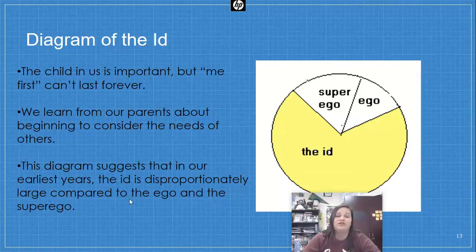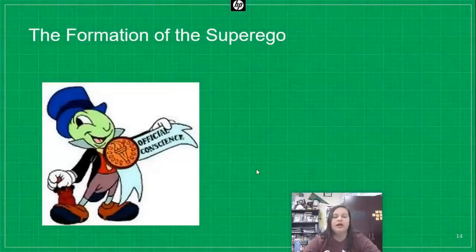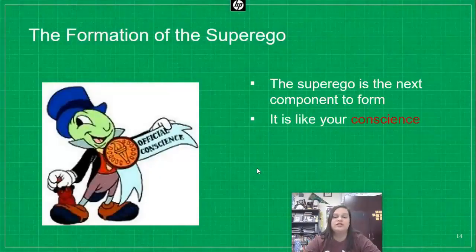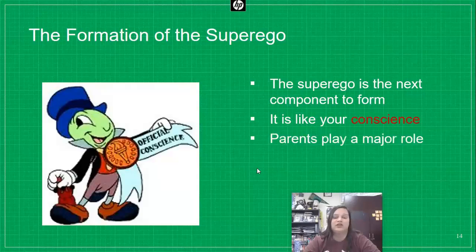that can't last forever. As we grow older, the other parts of our ego or our personality need to develop further. We learn from our parents about beginning to consider the needs of others. So the diagram shows that an id that is disproportionately large compared to the ego and the superego is normal during the early years, but somebody who's like that as an adult may be considered irresponsible or just not grown up. The formation of the superego is the next component to form, and it is like your conscience.